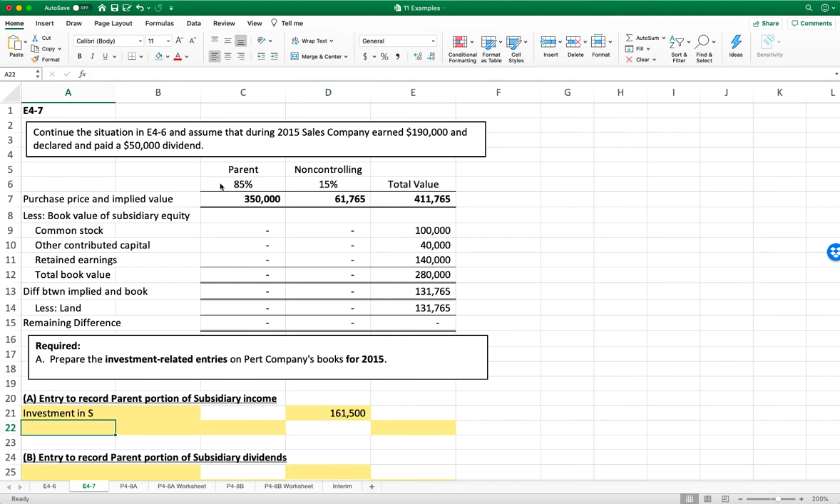Our credit, again, remember, is going to be investment income, but this book calls it equity in S income. So I'm going to call it that to be consistent, but that is investment income.